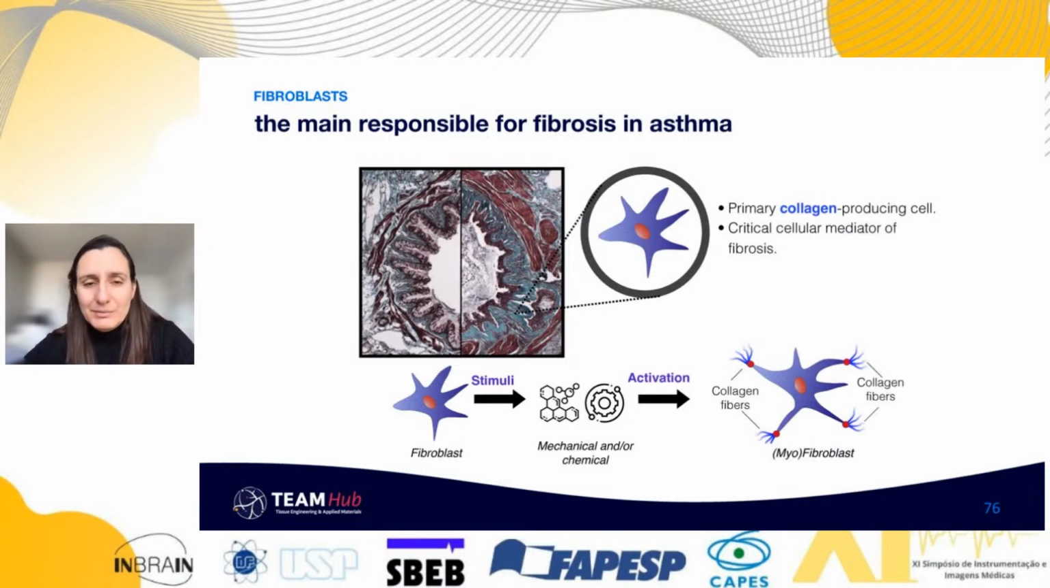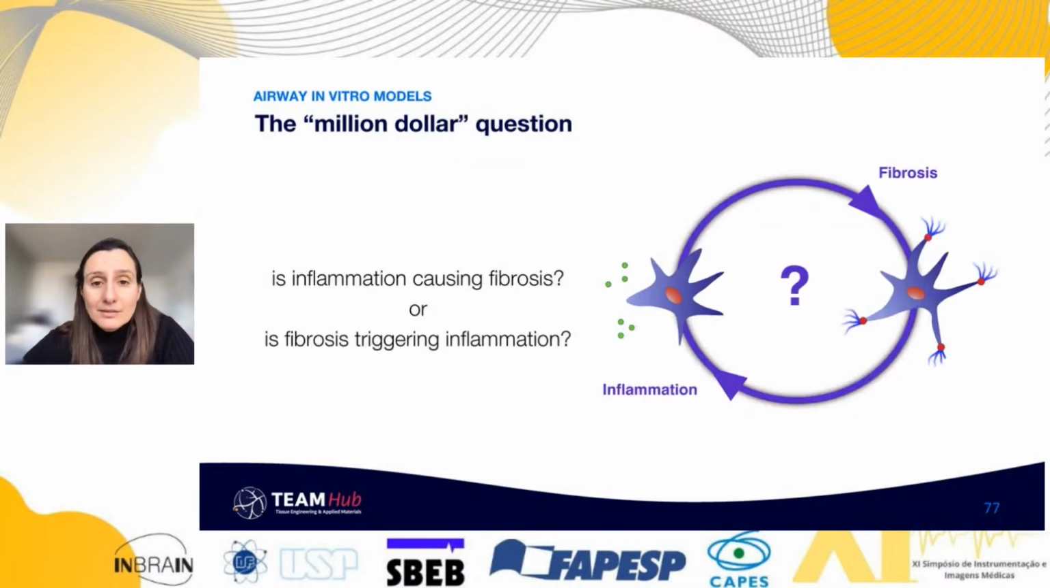But when we are talking about diseases from asthma to cancer to cardiovascular diseases, they will go a little bit crazy and overproduce collagen and create a scar tissue. And again, create some mechanical changes in the tissue that's going to trigger more of them to be activated and so on. So there is a question in the field, which we joke is the $1 million question.